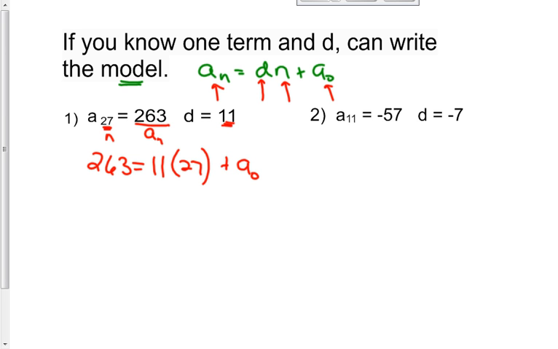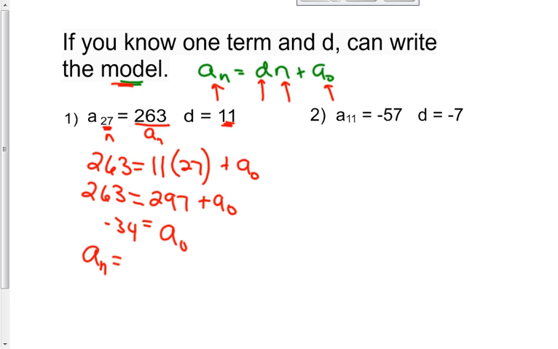263 equals 11 times 27. 263 equals 297 plus a sub 0. And when you subtract on both sides, negative 34. You have what you need now to write your equation. Your model, a sub n is equal to, common difference was 11, so it'll be 11n, and then our 0 term is negative 34. There's your model.